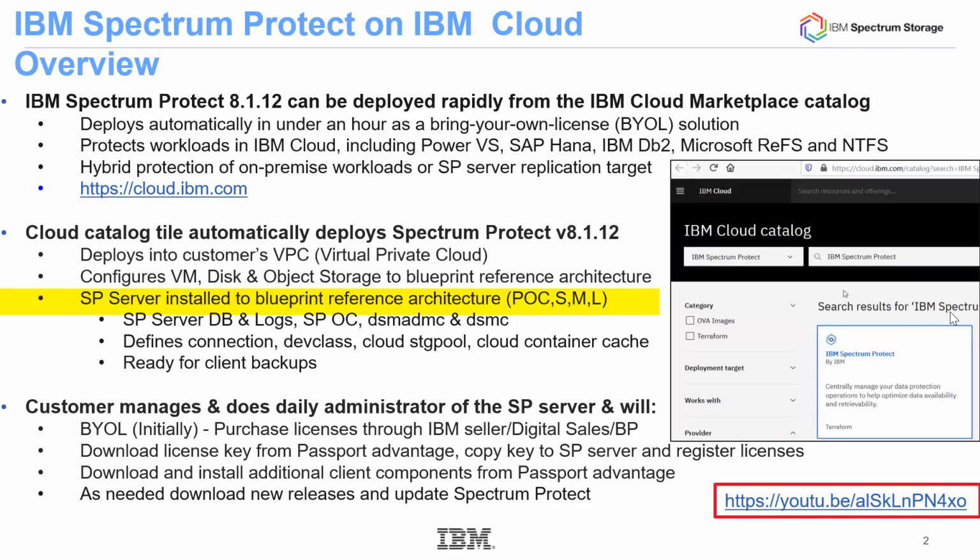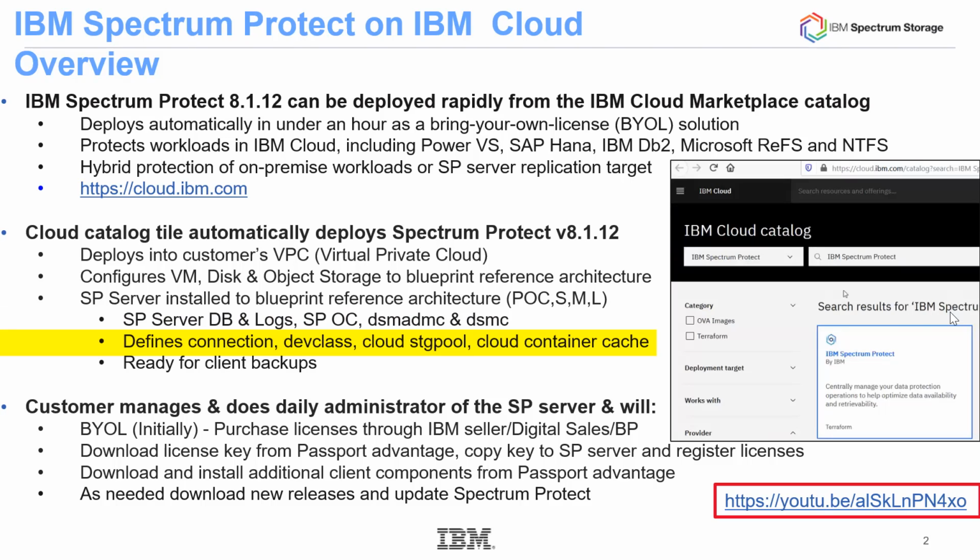And so you will be able to select a reference architectural size. We have a proof of concept, a small, a medium, and a large server. And if you read the Spectrum Protect blueprints beforehand, it'll give you an understanding of what size you need. So when it lays down the Spectrum Protect server, it also puts in the Spectrum Protect server DB2 database and logs, the Operations Center, and it installs the dsmadmc command line administrative client and the dsmc command line client.